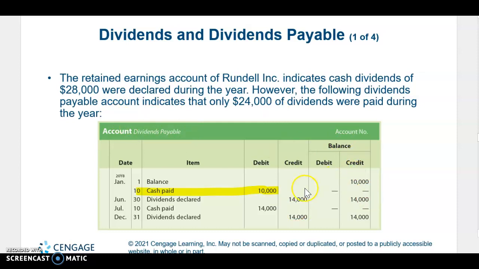So we reduce the dividends payable by the amount that we paid out. So we had $10,000, we paid out $10,000. So right here on June 10th, the balance is $0. And then on July 10th, we paid more out. So $10,000 plus $14,000 would be $24,000 of dividends paid out. So $24,000 is the amount that are financing from the dividends, the amount that it will go down from the cash paid from those dividends.